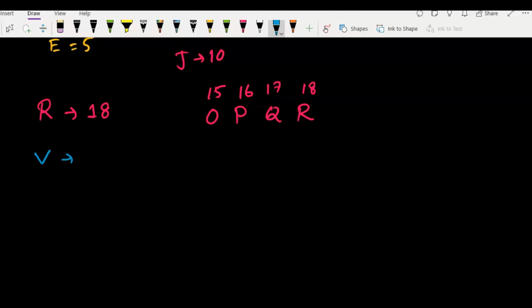So what is the place value of V? When V comes, first we have T, then U, then V. So T is 20, this we know from EJT. Then U is 21, so V is 22.